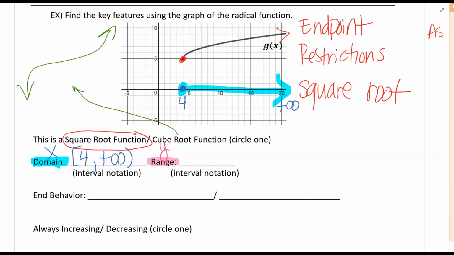So I'm going to put that endpoint at the 5, and I'll put a closed circle. And then check, is the function below the graph or is it above the graph? Is it below or above? Is there anything below or is it above? Where's the curve? The curve is above, so I'm going to highlight the top part of the y-axis.